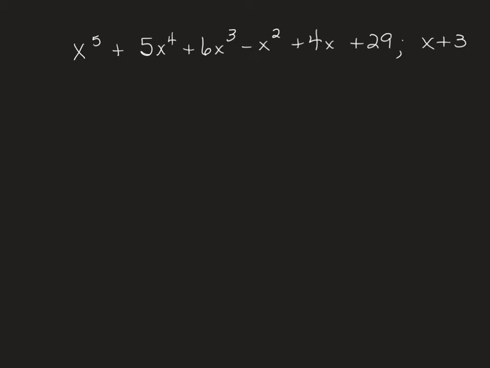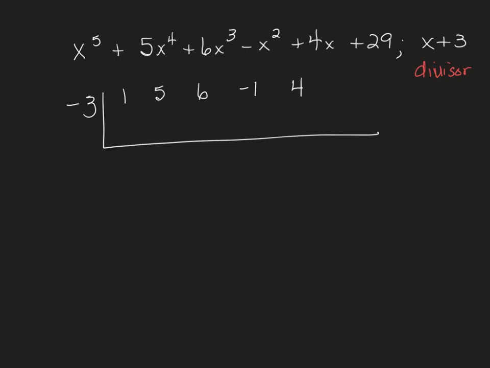Okay, so again, let's label this as my divisor. Going to take the opposite of that, so that's going to be my -3. Going to write my numbers. I have 1, 5, 6, -1, 4, and 29. And again, I looked over it real quick and noticed that it goes 5, 4, 3, 2, 1, none. So nobody was skipped. Remember, I'm dropping that first number, 1.